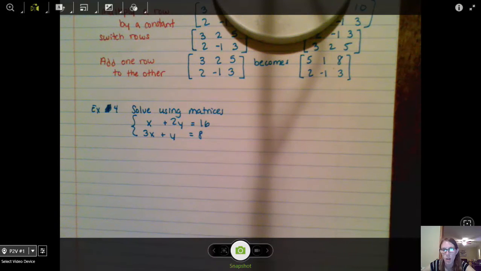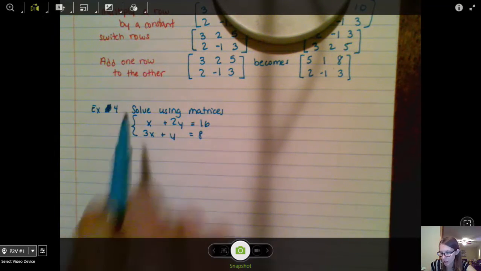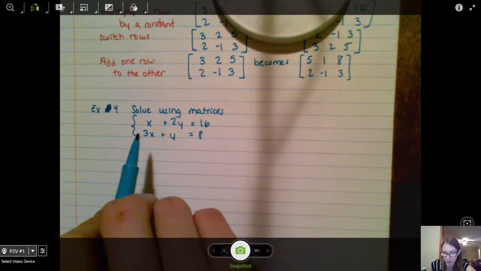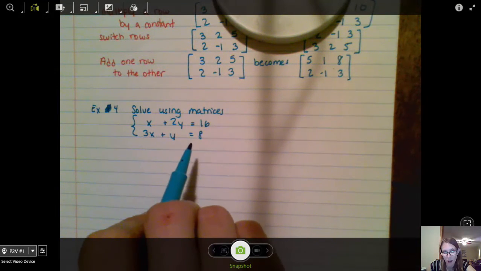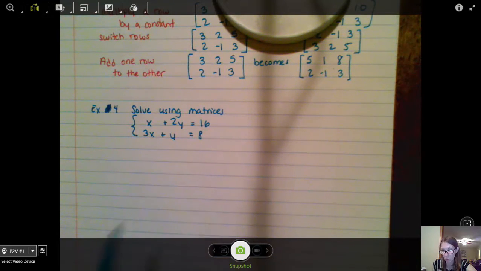So our first example of solving using matrices is right here. Here's my system. x plus 2y equals 16. 3x plus y equals 8. I guess the first step is to write our system as a matrix.